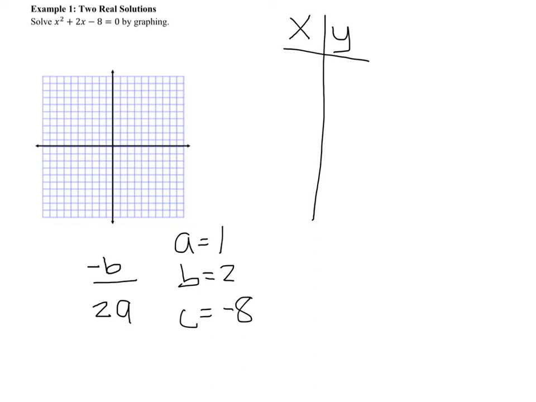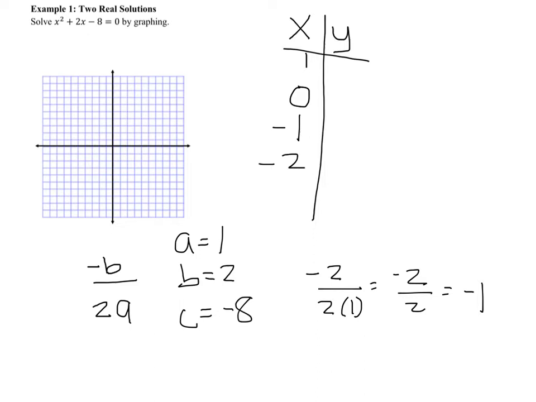So if we go ahead and set this up, we're going to have negative 2 over 2 times 1, which is going to give us negative 2 over 2, which is equal to negative 1. So the middle value that we're going to want to use here for our x-coordinate is negative 1. And then I'm just going to choose two values above negative 1 and two values below negative 1. So I'm just going to choose 0 and 1. And I'm going to choose negative 2 and negative 3.